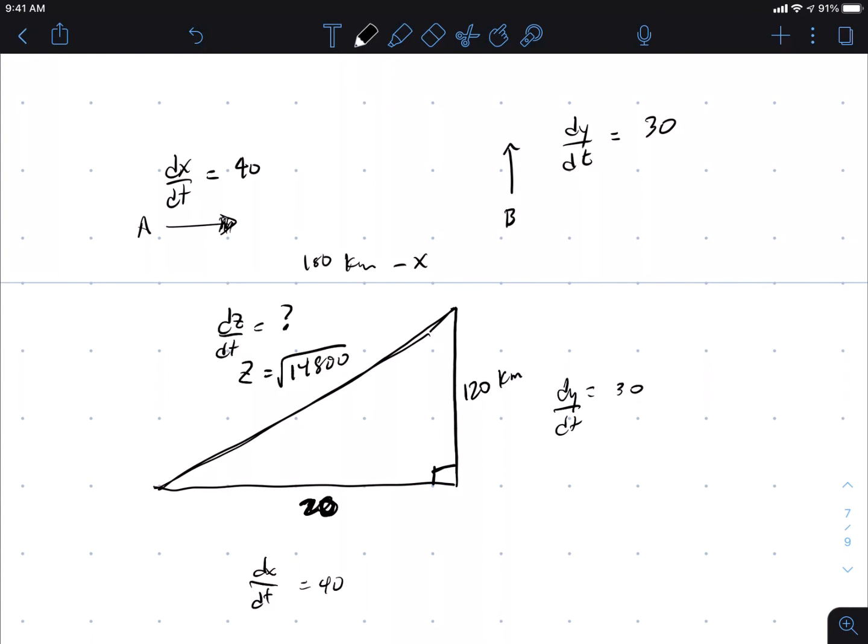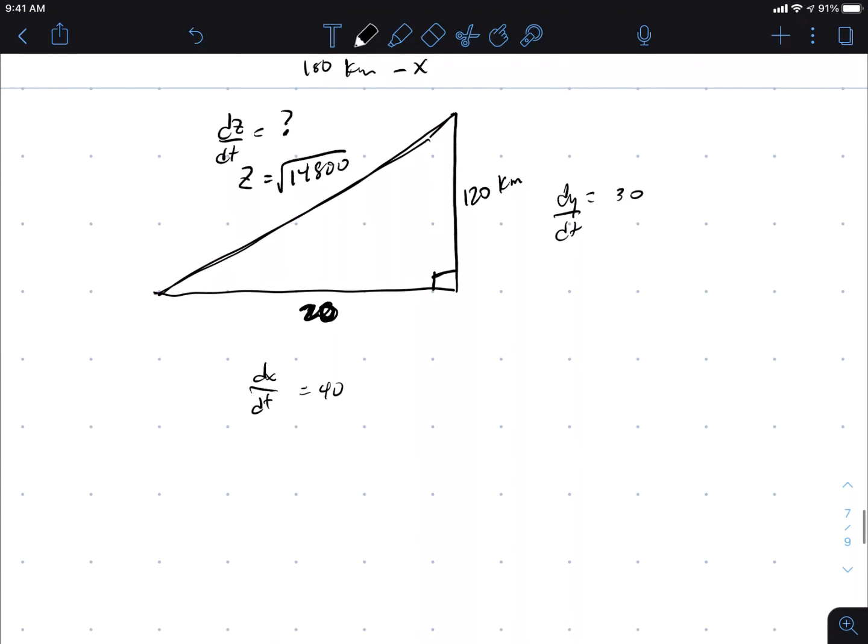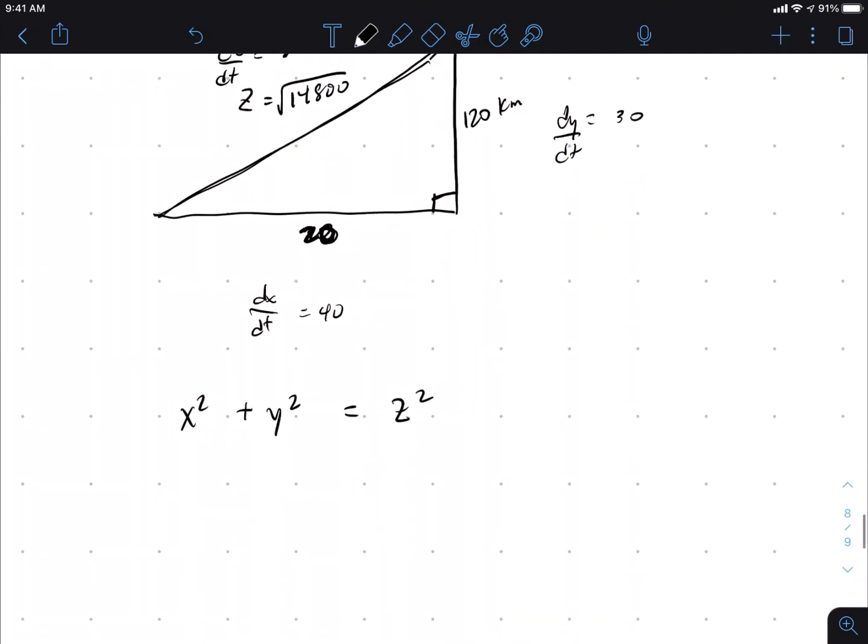Now, since we're trying to find the rate of change between the two boats, we need to do what kind of equation? The Pythagorean theorem, right? So now we're going to have x squared plus y squared is equal to z squared. So when we do the implicit differentiation here, I'm going to get 2x dx/dt plus 2y dy/dt is equal to 2z dz/dt. And we know almost everything now, right?